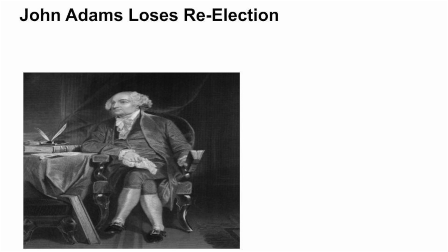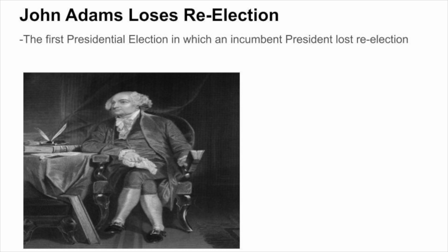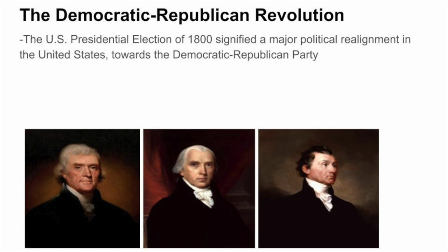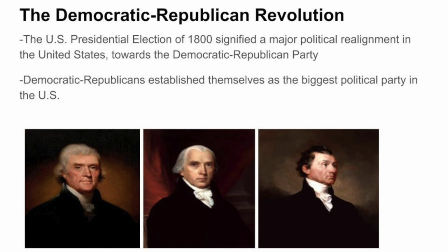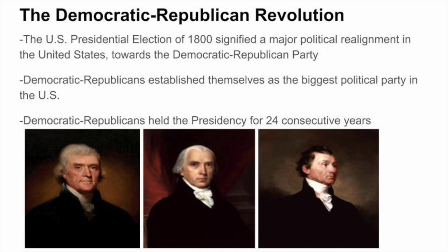So the fourth presidential election in American history was the first presidential election in which an incumbent president lost re-election, that president being John Adams. This election also signified a major political realignment in the United States that ushered in a Democratic-Republican revolution. In this revolution, Democratic Republicans established themselves as the biggest political party in the U.S., holding the presidency for 24 consecutive years.